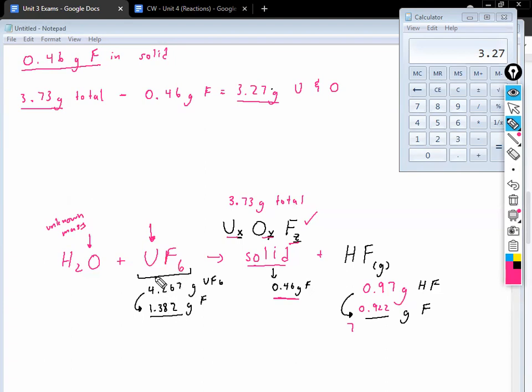Now, earlier we said that inside of UF6, there's 1.382 grams of fluorine. We know that this is the only thing that uranium can come from. So if we figure out how much uranium is in here, we can figure out how much uranium is in here. Take a second. Try to figure out how much uranium is inside of UF6. We know the total mass is 4.267. We know that 1.382 grams is fluorine. Try solving that out. Shouldn't be too hard.